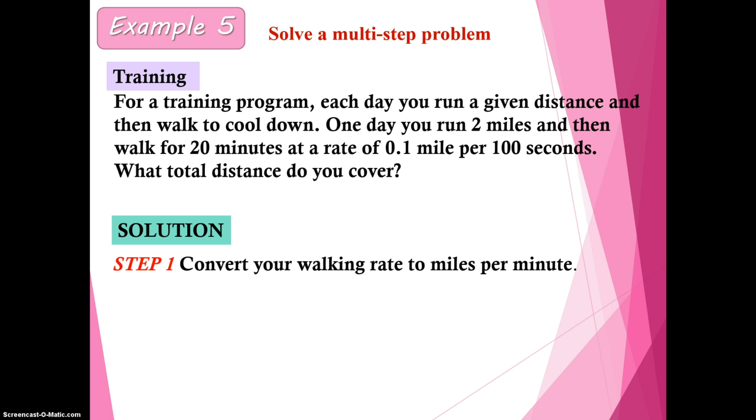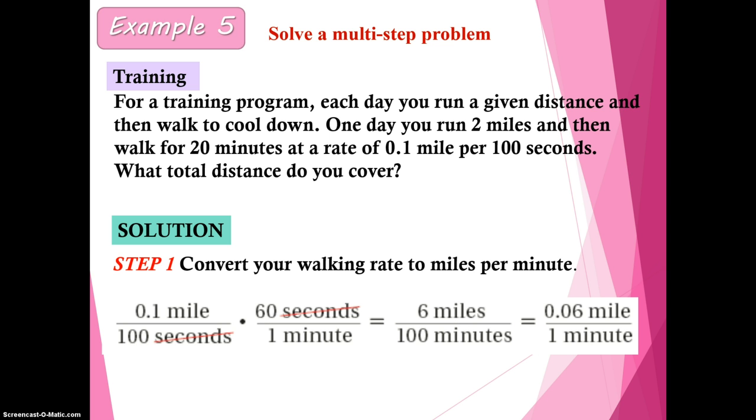Step 1. You need to convert your walking rate to miles per minute. So we will take our original fraction, 0.1 mile over 100 seconds, multiply that by 60 seconds per minute. This will give us 6 miles per 100 minutes, which is 0.06 miles per minute.